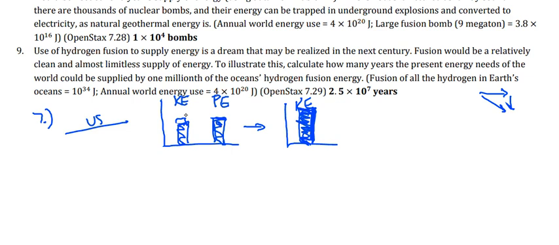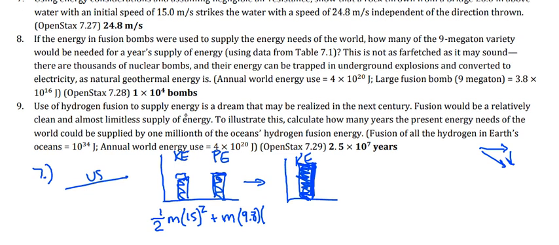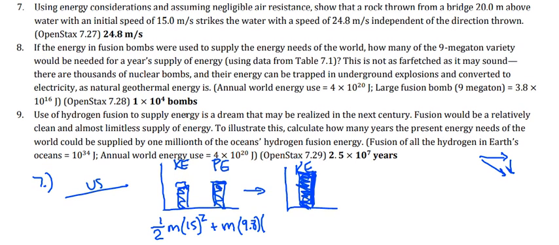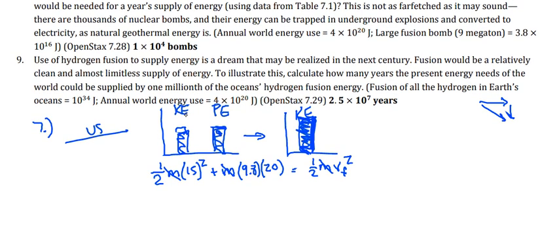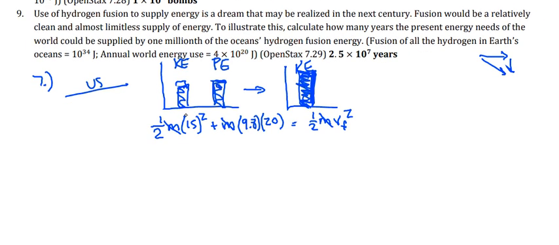So what is the kinetic energy at the beginning? One half the mass times the velocity, which would be 15 squared, plus mass times 9.8 times the height. How high is the bridge? 20 meters. And that's going to equal one half the mass times the final velocity squared. Bye-bye mass, bye-bye mass, bye-bye mass. Here's where we see the speed term, 15 meters per second.